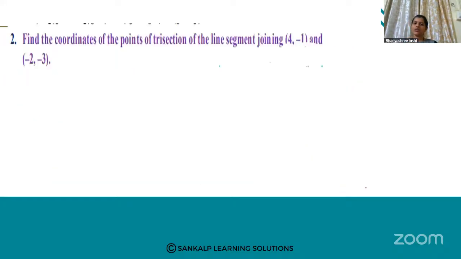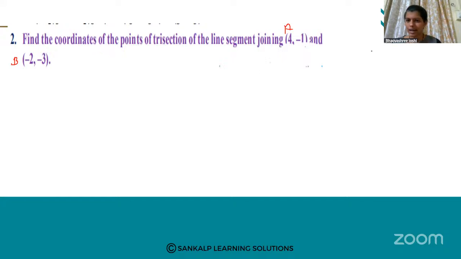Find the coordinates of the points of trisection of the line segment joining 4, -1 and -2, -3. Yes, dear children, this question can be asked for 3 marks, and this is a very, very important problem. Remember, what have they asked? Coordinates of the points of trisection. Trisection means what? Here they have given A and B, right? And we need the coordinates of the points of trisection.